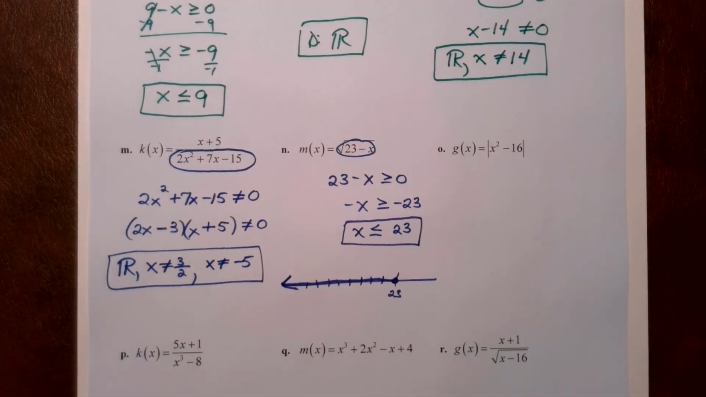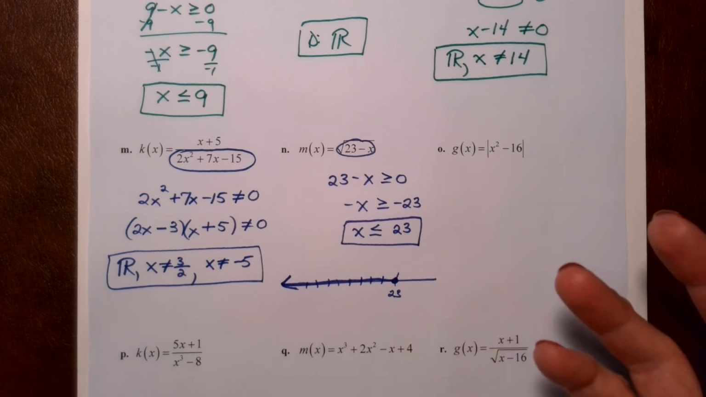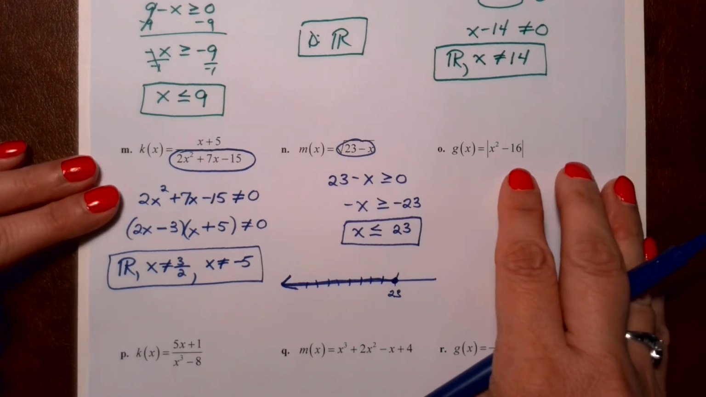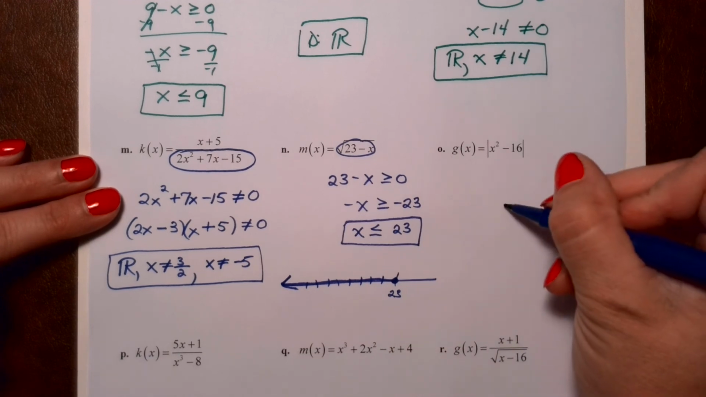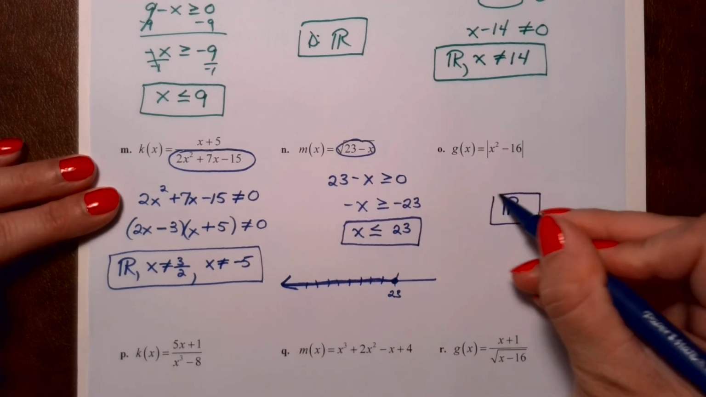Letter O. Do you see a denominator here? Do you see a radical? No, I don't see a radical or a denominator. If you don't see either of those things, the answer is all reals. That's it? Yeah, that's all you have to do.